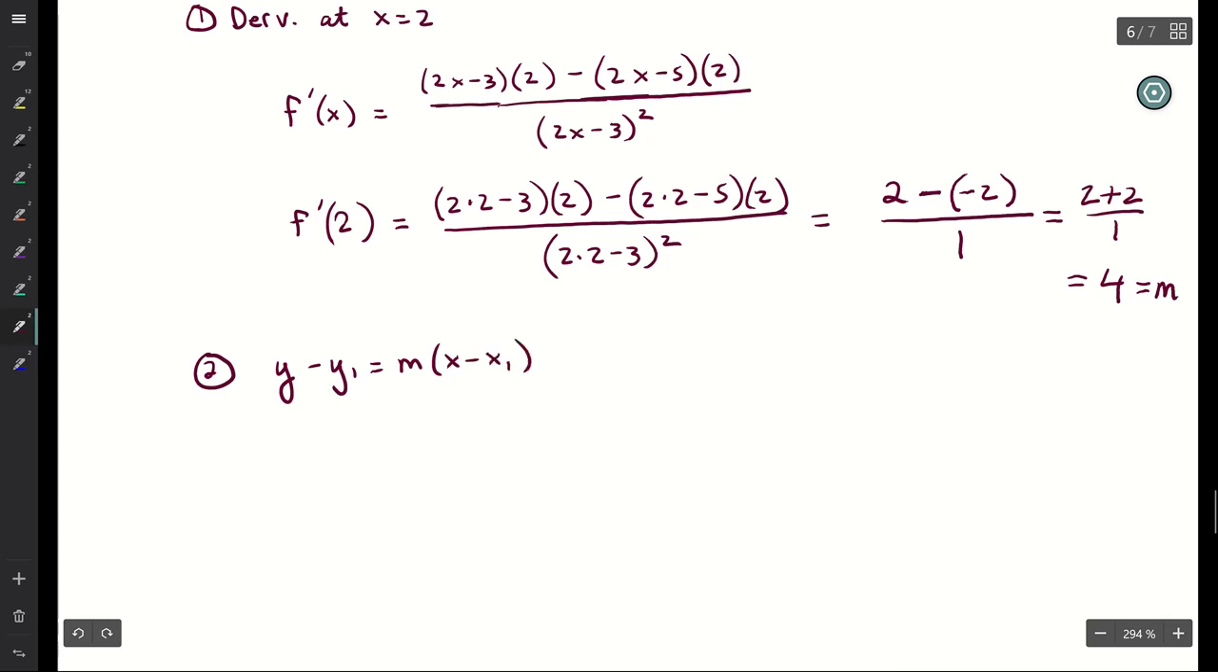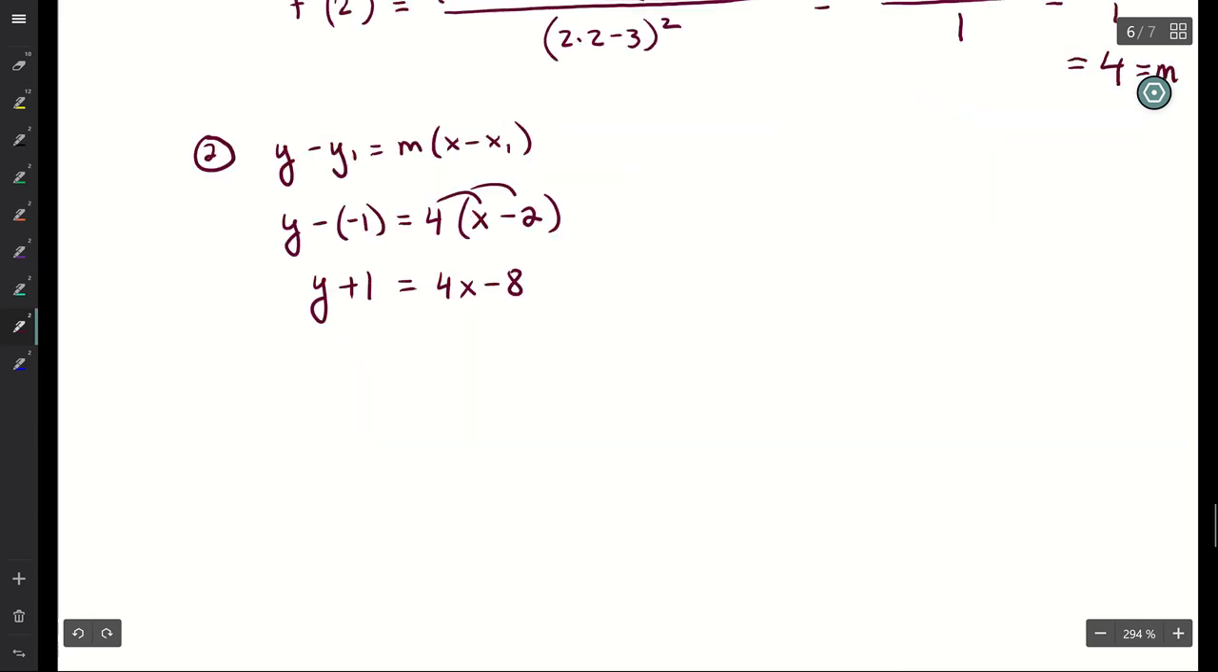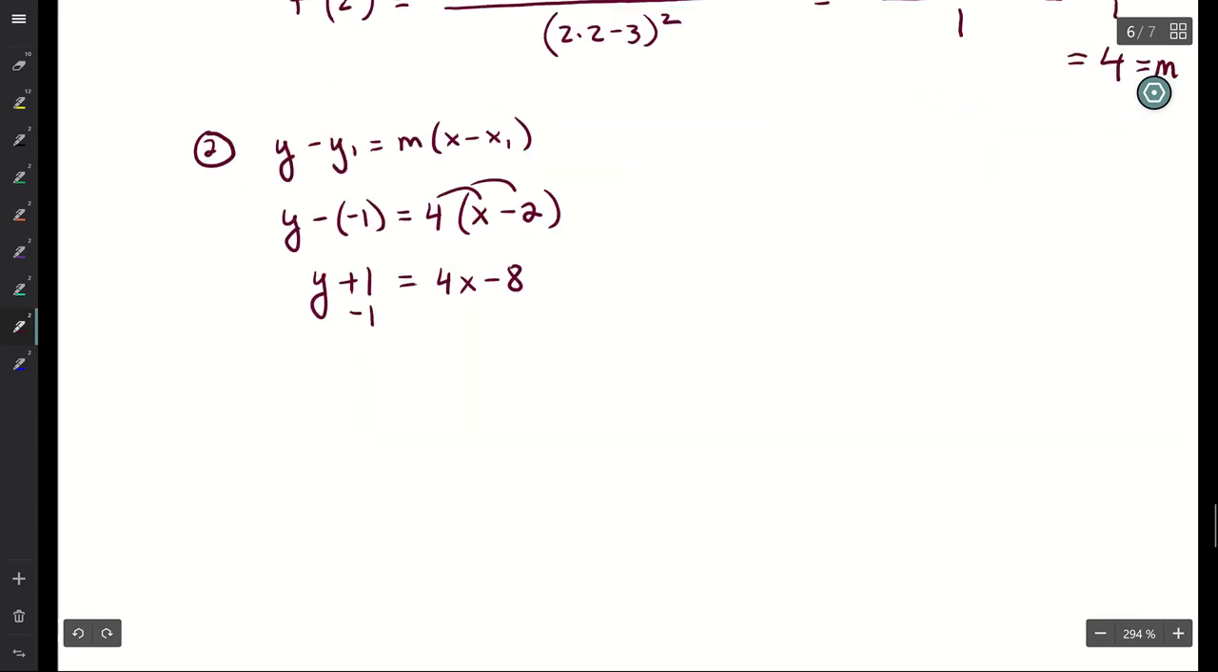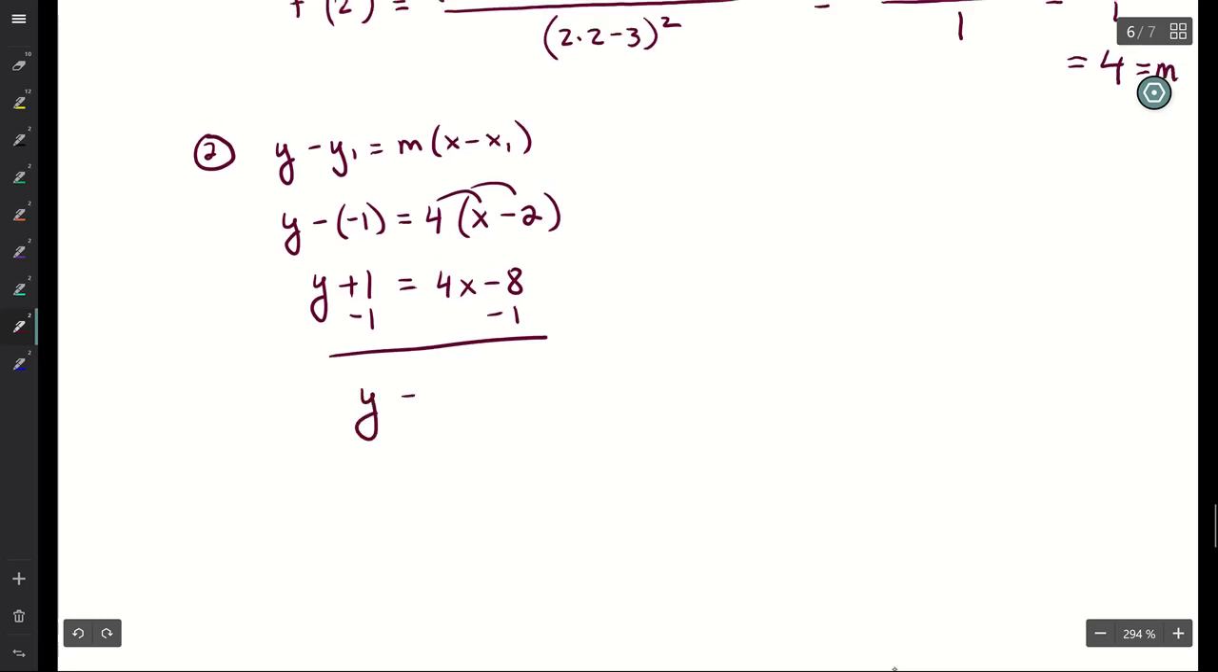All right, so we're going to do y minus negative 1, and then that equals, our slope we found was 4, and then x minus 2. So at this point, y plus 1, distribute this 4 in, so 4x minus 8. Okay, and then I think the only thing we've got to do is subtract the 1 over. We want this always to be in y equals mx plus b form, so y equals 4x minus 9, and then that's our equation of our tangent line.